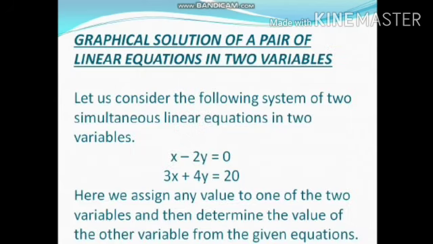So let us consider the following system of two simultaneous linear equations in two variables: x - 2y = 0 and 3x + 4y = 20. Here we assign any value to one of the two variables and then determine the value of the other variable from the given equations.